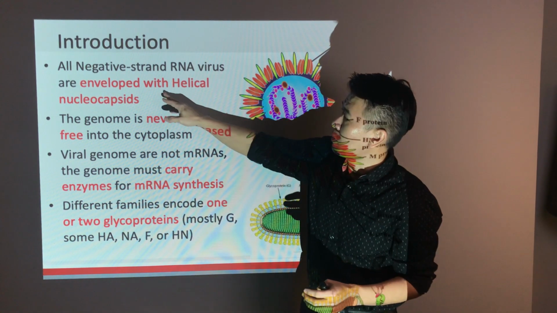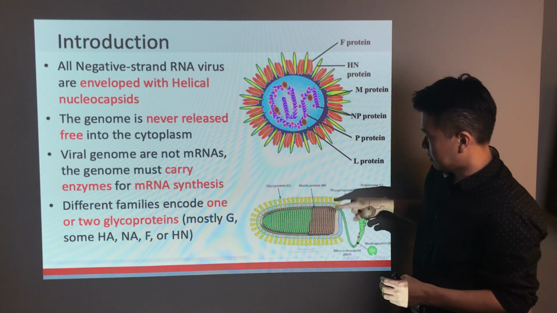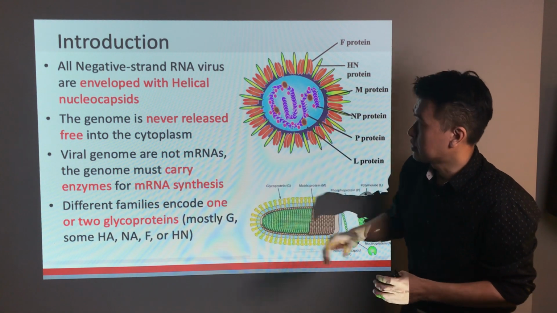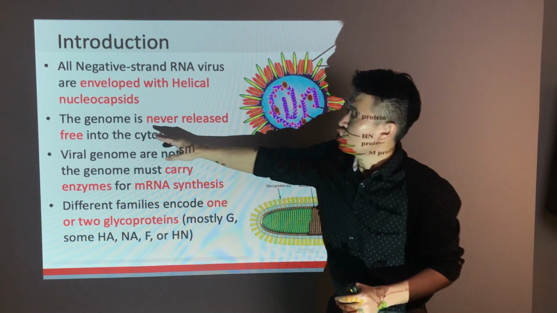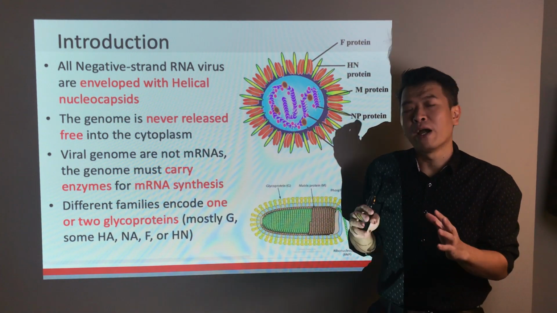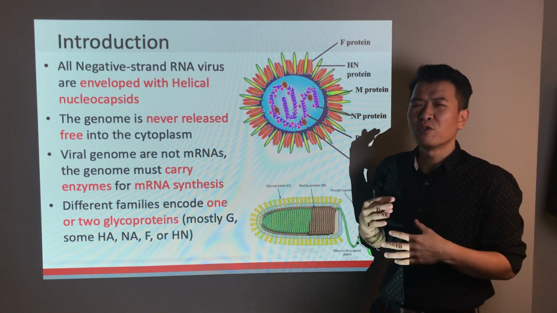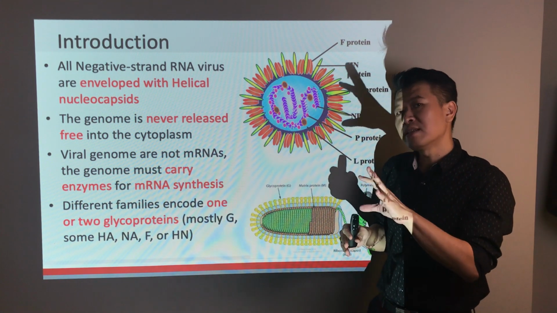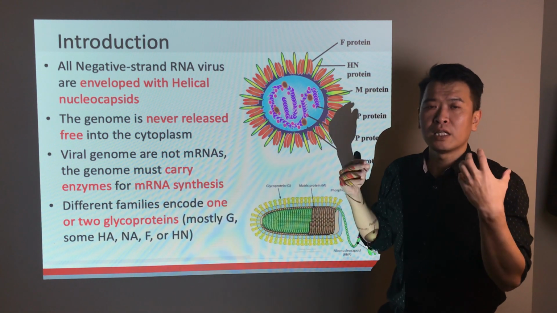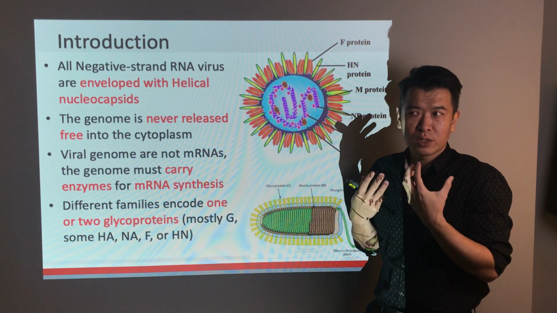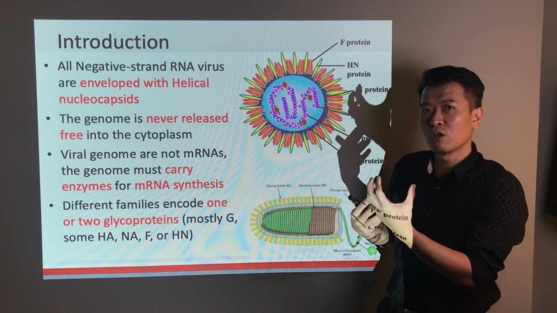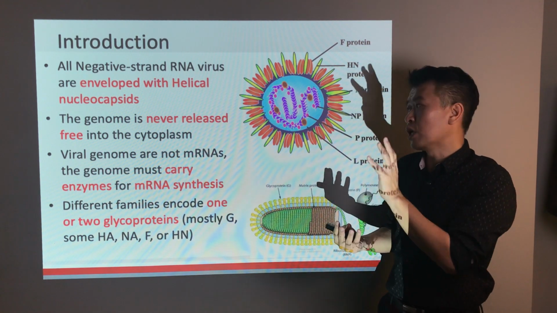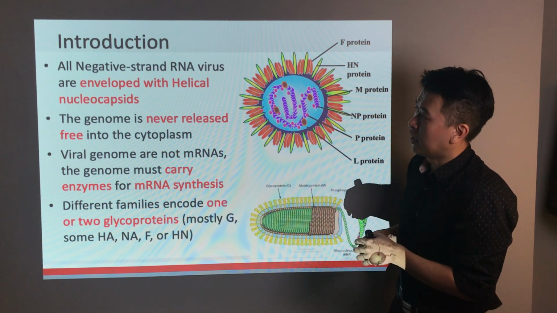Alright, so this is what it means by helical nucleocapsid. Helical, like a spring shape inside the virus. So the RNA genome will never be released. Why? Because in our body, we will never have negative-strand RNA. When negative-strand RNA occurs, the body will see it as a mutation or foreign. So that's why the RNAs in your body will start attacking the negative-strand RNA.